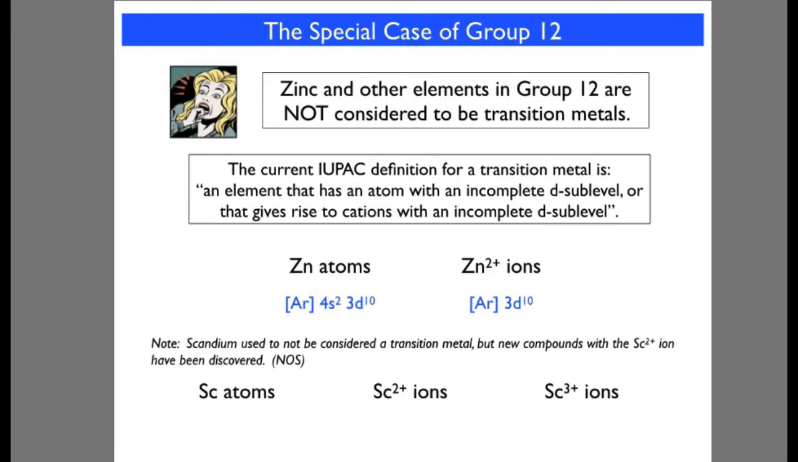Scandium used to be not considered a transition metal, and you might still see that in some textbooks, revision guides, etc. But some new compounds with scandium 2+ were found, and they have an incomplete d orbital.